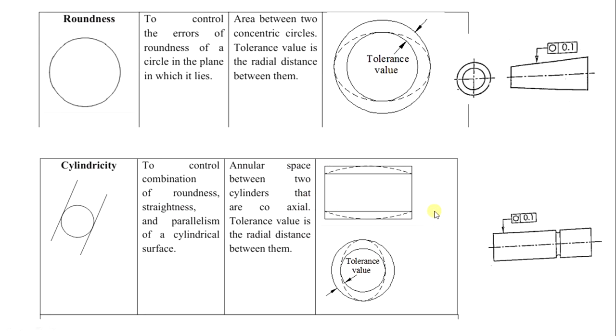Then we have cylindricity. Cylindricity is used to control the combination of roundness, straightness, and parallelism of a cylindrical surface. Compared to roundness, cylindricity applies throughout the length of the component, that is the annular space between two cylinders. This will act as a cylinder, and these two lines will indicate the 0.1 value, that is the distance. Over here again we have a 0.1 distance.